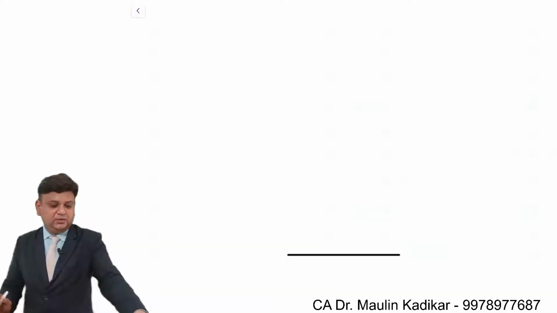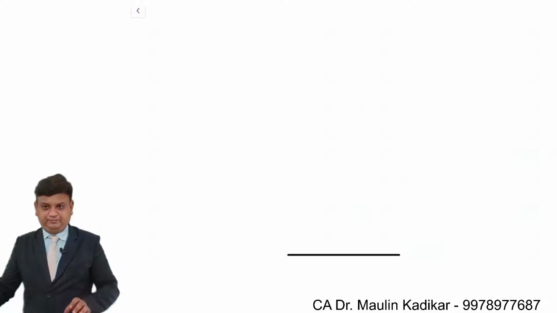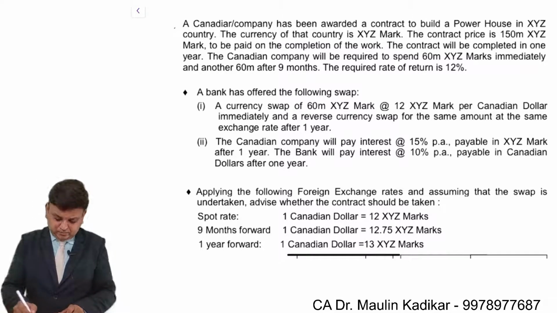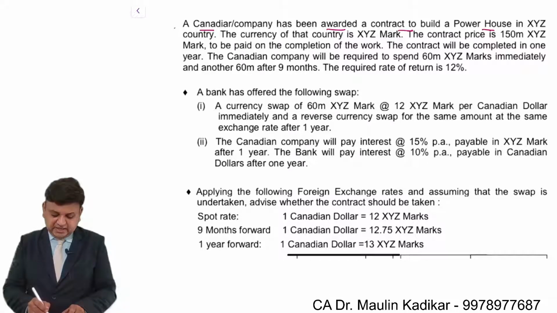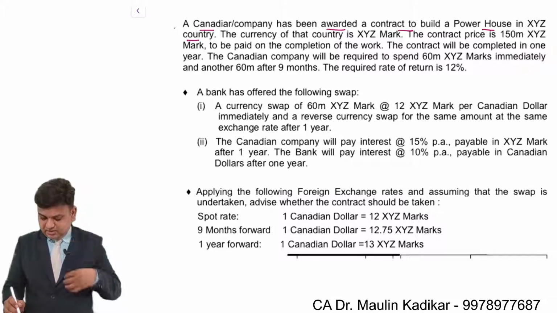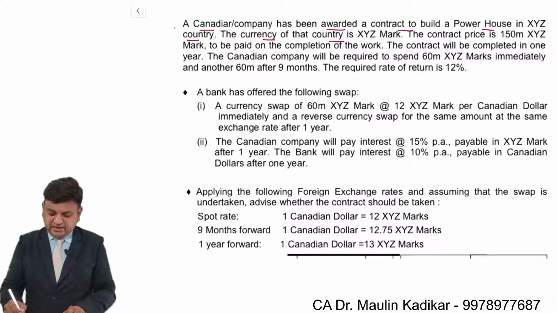Let us see the question. A Canadian company has been awarded a contract to build a powerhouse in XYZ country. The currency of the country is XYZ mark. The contract price is 150 million XYZ mark, to be paid on completion of the work.